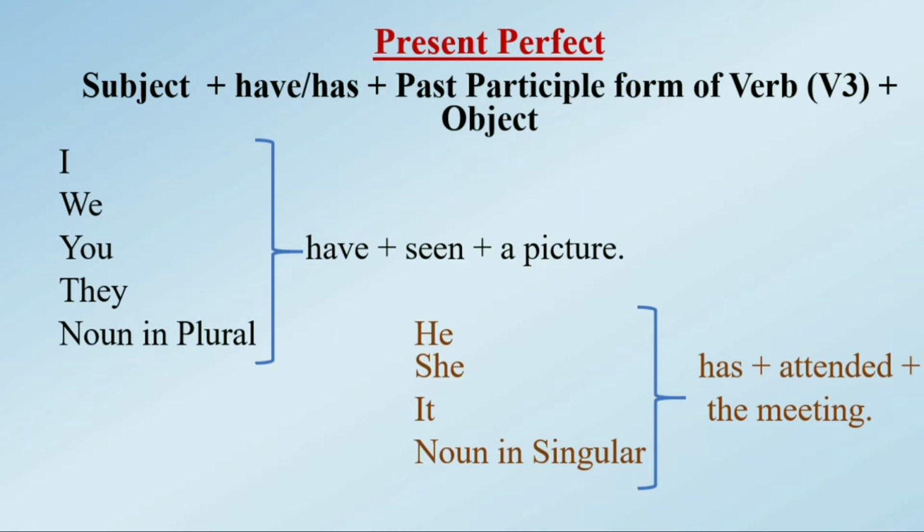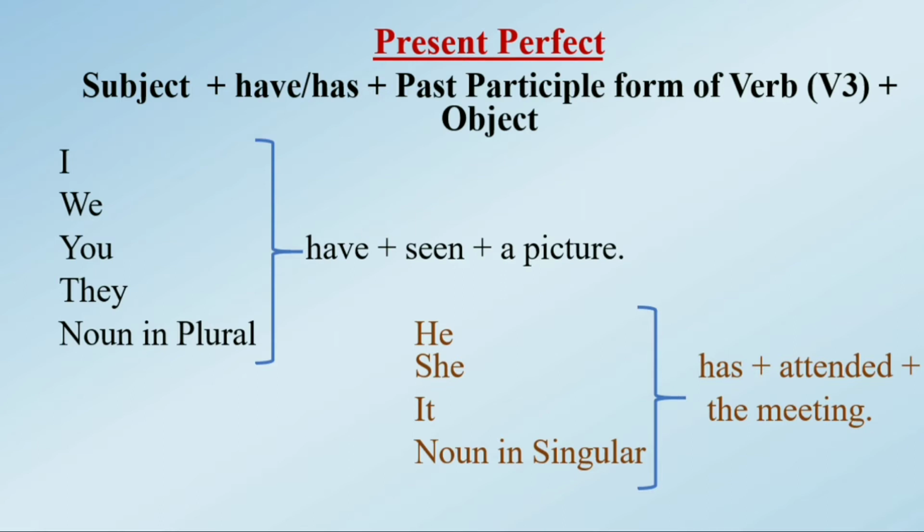We have seen a picture. You have seen a picture. They have seen a picture. Boys have seen a picture. So all these are the sentences in the present perfect. So practice it thoroughly first.